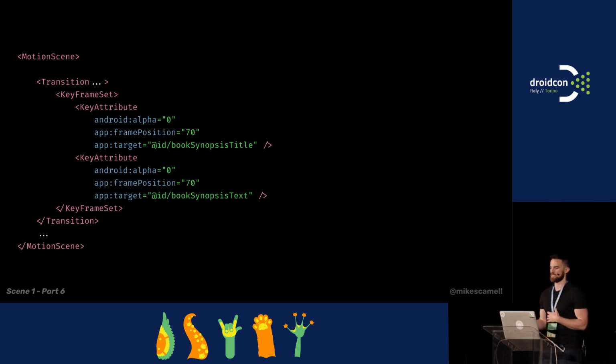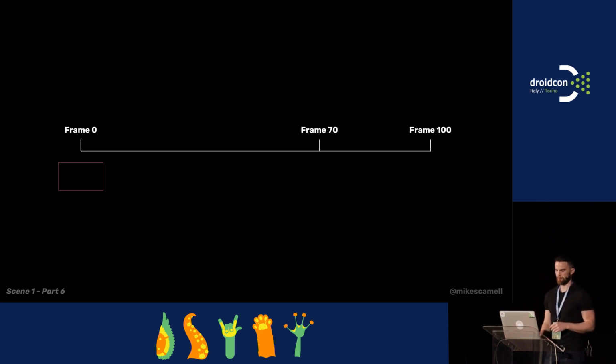We define our frame position as 70, so 70% of the way through the animation. I decided on this after a lot of tweaking. Hopefully, again, if you're doing these sort of complex animations, you'll have a designer on hand to help you. So what this equates to is the following. Keep the text invisible until frame 70. When we hit frame 70, then start animating the alpha from 0 to 1, or invisible to visible.